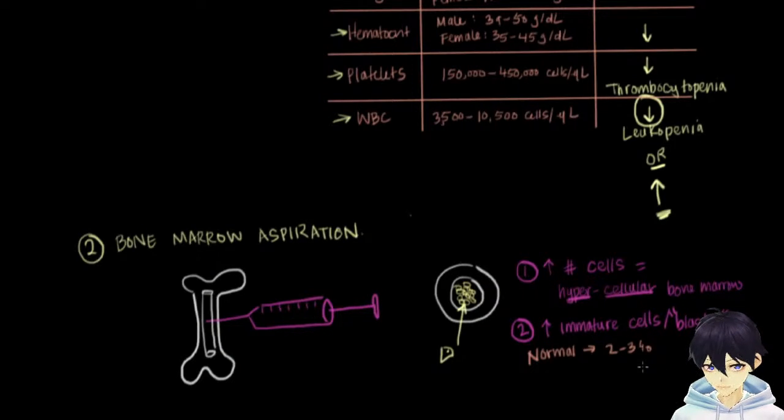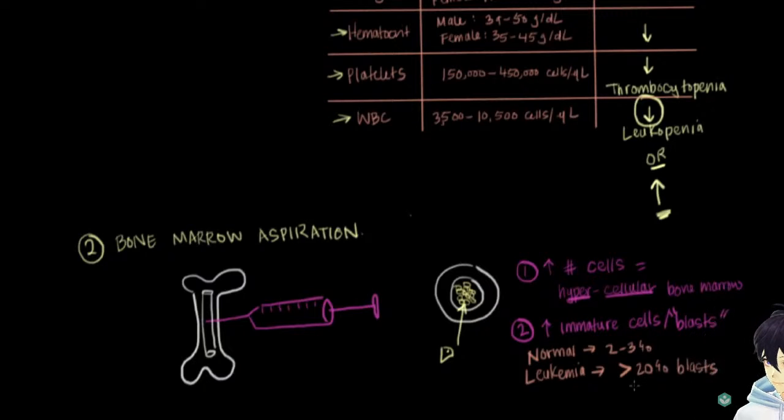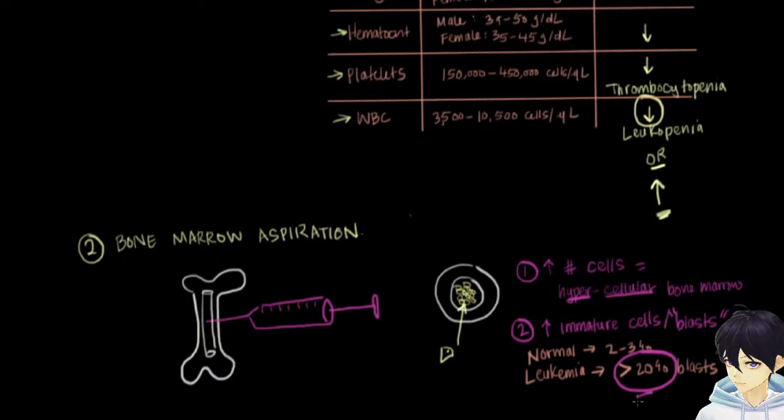But it's not enough to say that it's just greater than 2 to 3%. We need to quantify how much greater it is. So in leukemia, more than 20% of all of the cells in the bone marrow are immature blood cells or blast cells. So if we do a bone marrow aspiration and we see that more than 20% of all of the cells that we're looking at are immature cells or blast cells, then we know definitively that the patient has leukemia.